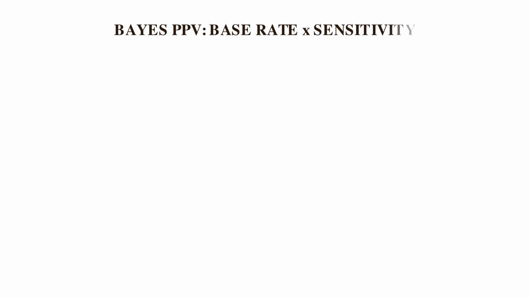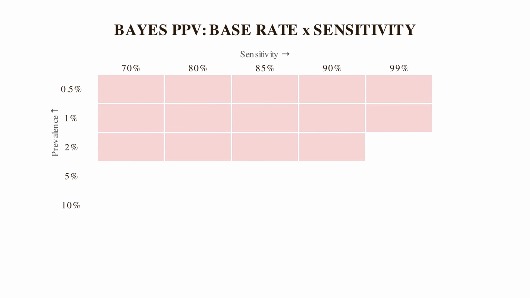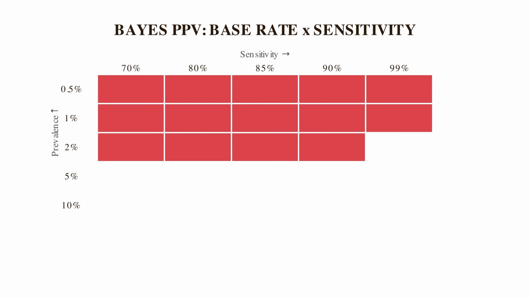Run it. The heat map shows 25 cells, prevalence on rows, sensitivity on columns. The top 2 rows, prevalence under 1%, are entirely crimson. Every cell is below 10% PPV, regardless of how high sensitivity goes.